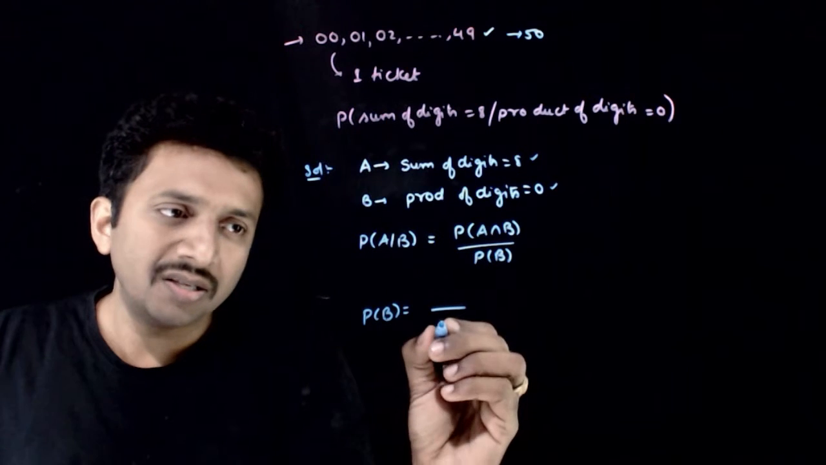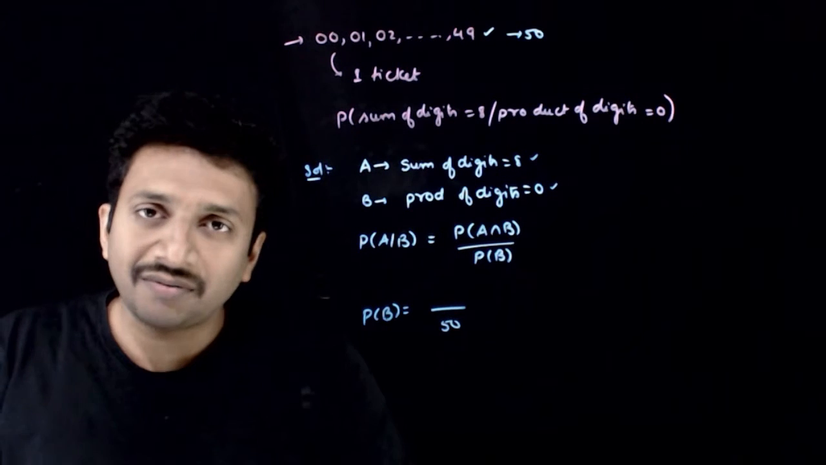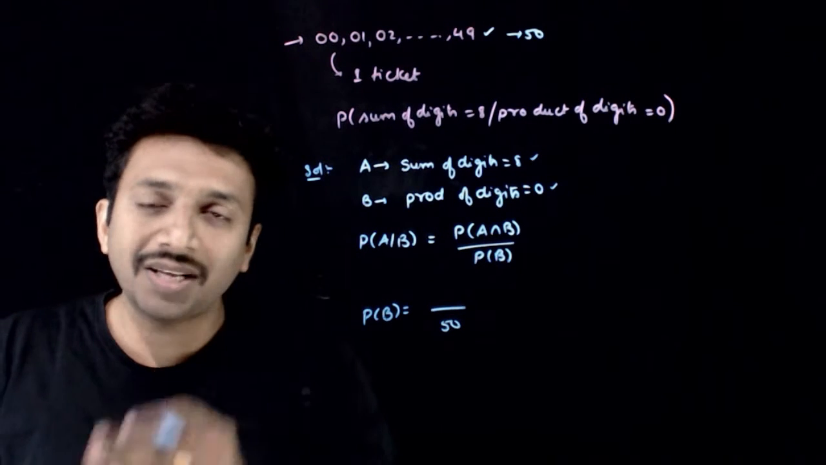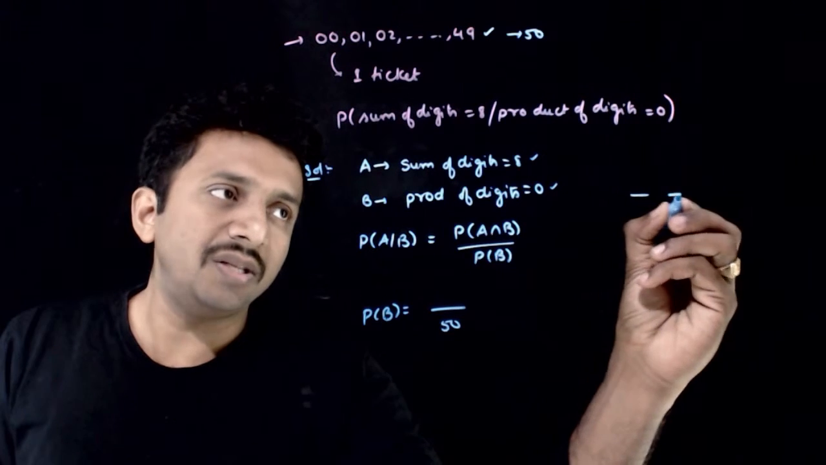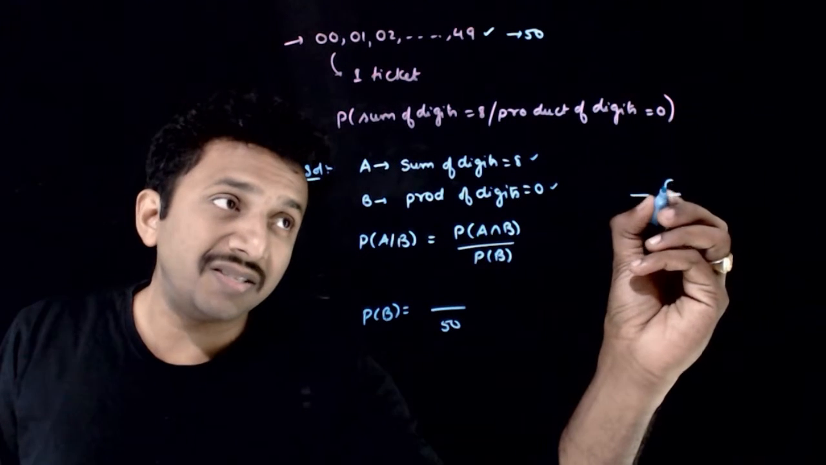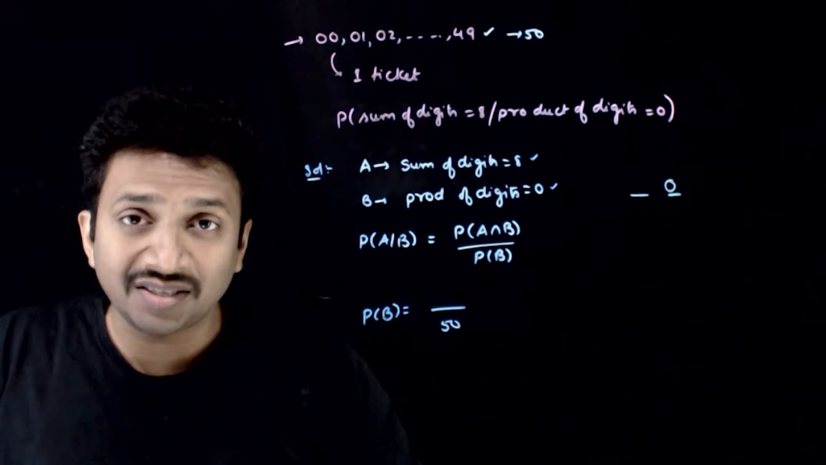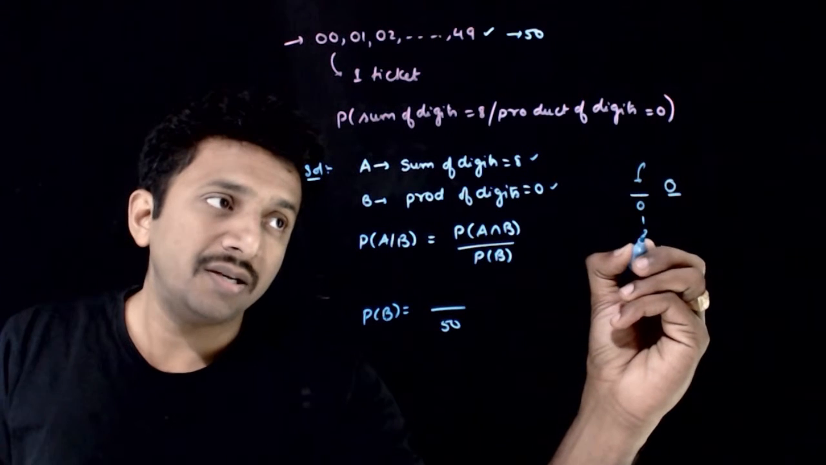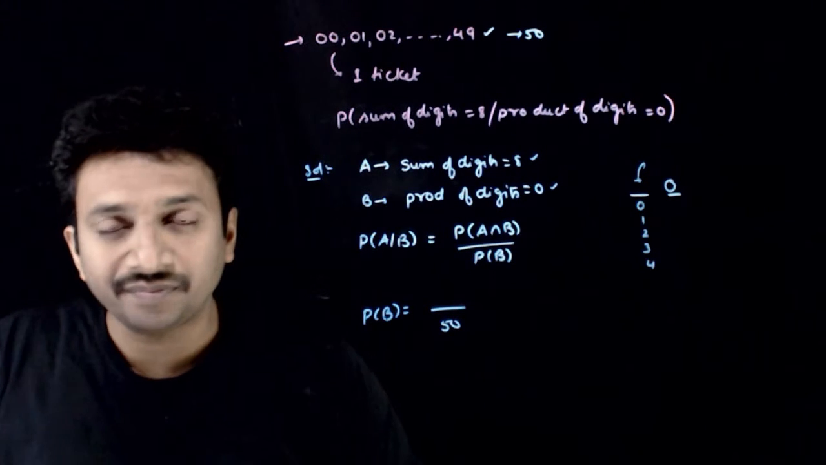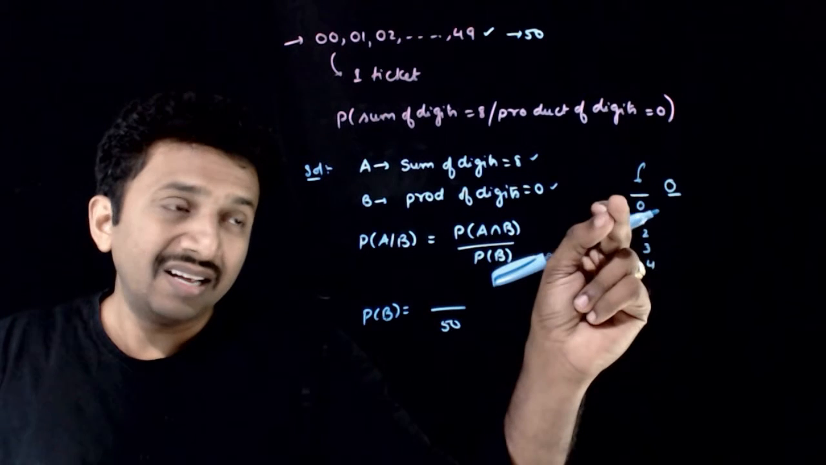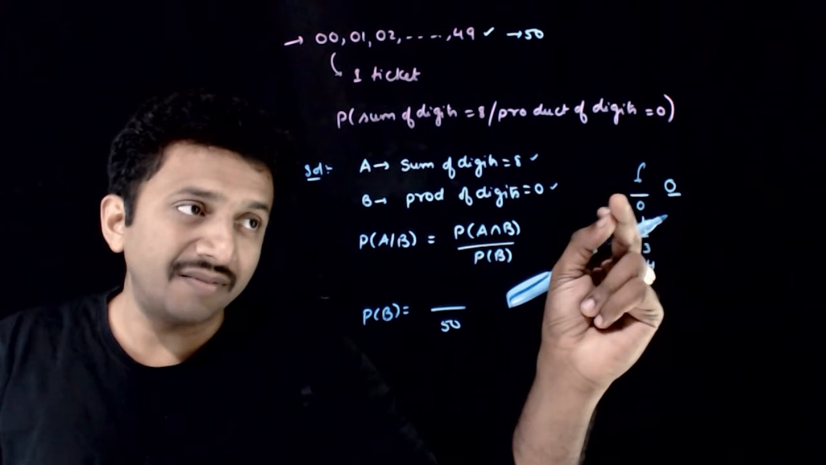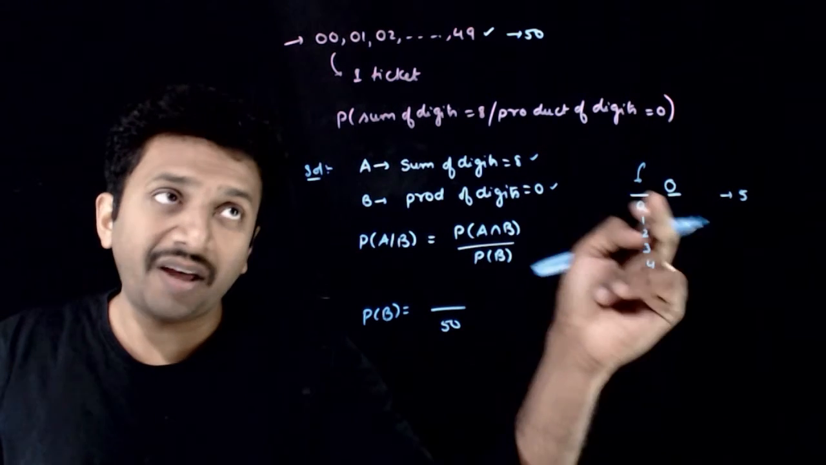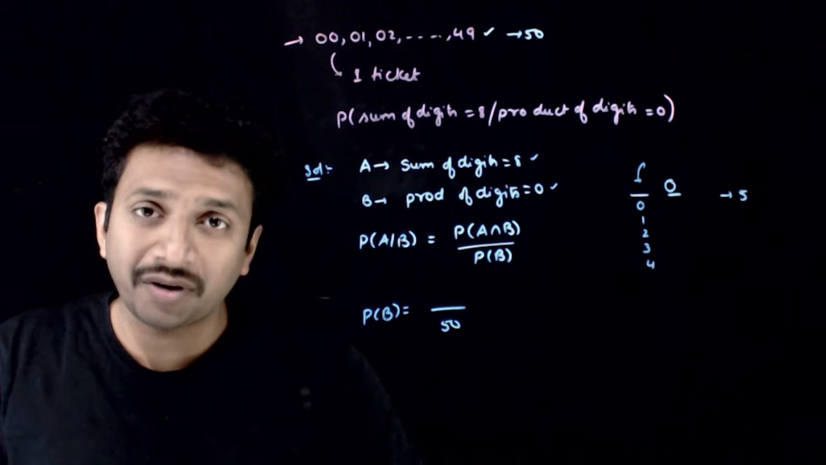You are selecting one ticket, so the ticket can be any one of these 50 numbers. Now if the product of the digits has to be equal to 0, either the units digit or the tens digit has to be equal to 0. They have two digits. So if the units digit is 0, the tens digit can be either 0, 1, 2, 3, 4. So you have the numbers 0, 1, 2, 3, 4. You have 5 options, because it cannot be 5, 0. You're not going till 50. You're going till only 49.